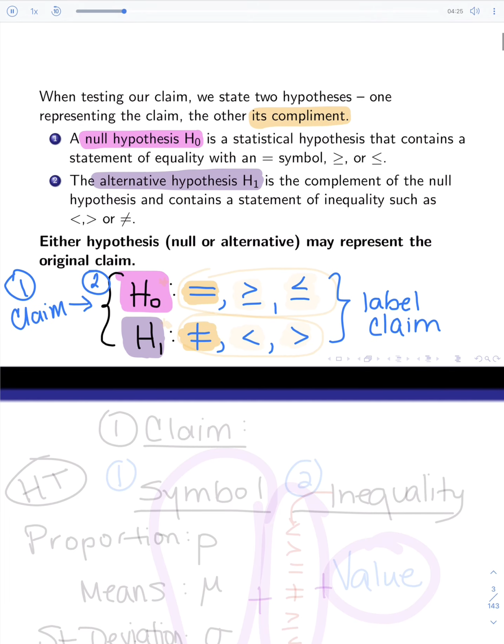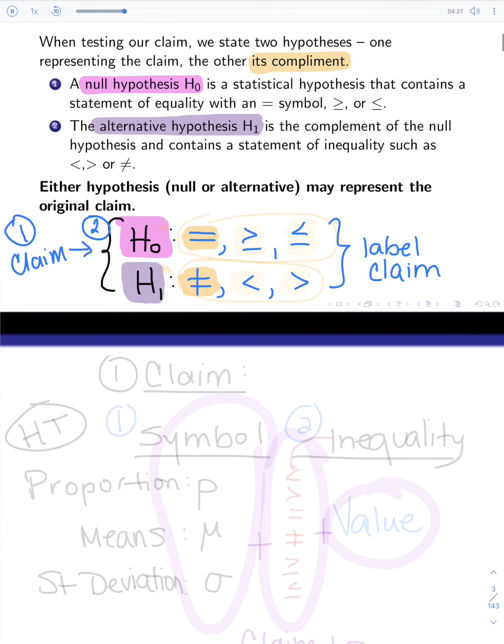If, let's say, the claim ends up having a less than, then the reverse is going to be the exact same claim, except you'll have the complement, which is the greater than or equal to symbol in the H0, the null hypothesis. If you have a less than or equal to in your null hypothesis, then your alternative is going to have, again, the opposite or the complement, which is just a greater than.